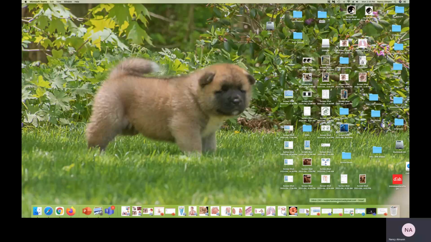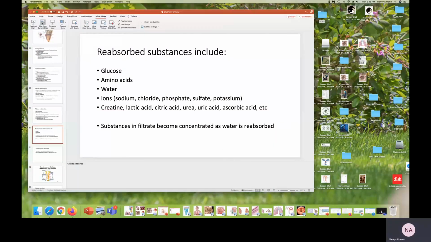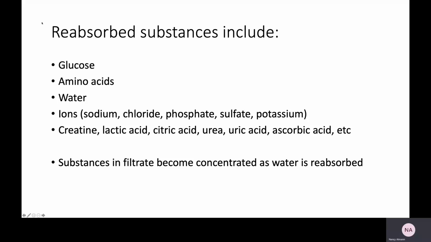Hello, where did you just go? Oh my goodness. There we go. Reabsorbed by tubular reabsorption. I don't know what happened to that last video. I was talking and then my computer must have taken a hit because the video was gone.